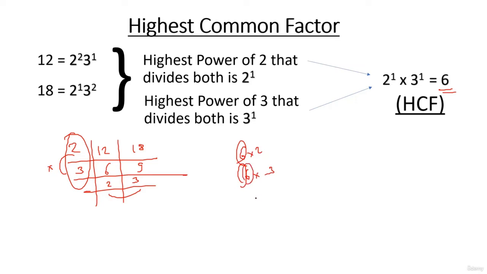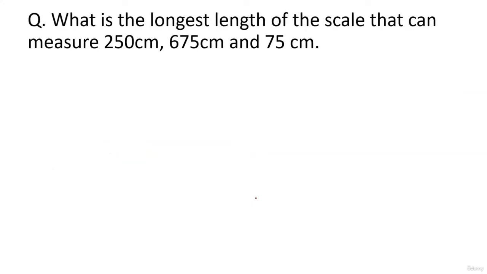Okay, so we'll see a question now based on the highest common factor concept. What is the longest length of the scale that can measure 250 centimeters, 675 centimeters and 75 centimeters? So you want a number that divides all these three. इसको भी divide करता है, इसको भी divide करता है और इसको भी divide करता है. So you want a common factor of these three numbers and the question demands the longest length of the scale. So you want a factor which is the highest. So definitely they are asking you the highest common factor.